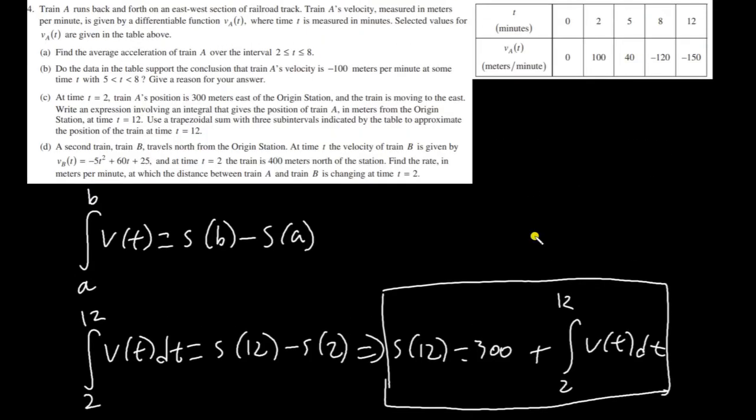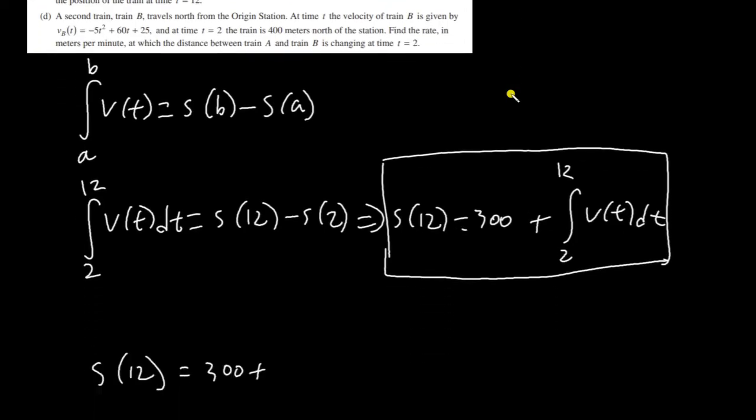So how do I figure this out? This Riemann sum, right? Oh sorry, it's a trapezoidal sum, not a left sum. Trapezoidal sum. So we're going from 2 to 12, and they said 3 subintervals in the table. So those subintervals are from 2 to 5, 5 to 8, and 8 to 12. Okay? So how am I going to do this? Well, for the first subinterval from 2 to 5, since it's a trapezoidal sum, you take the average of these two values and multiply it by the difference in the t values. Okay? So here, the average between 100 and 40 is going to be 100 plus 40 divided by 2.